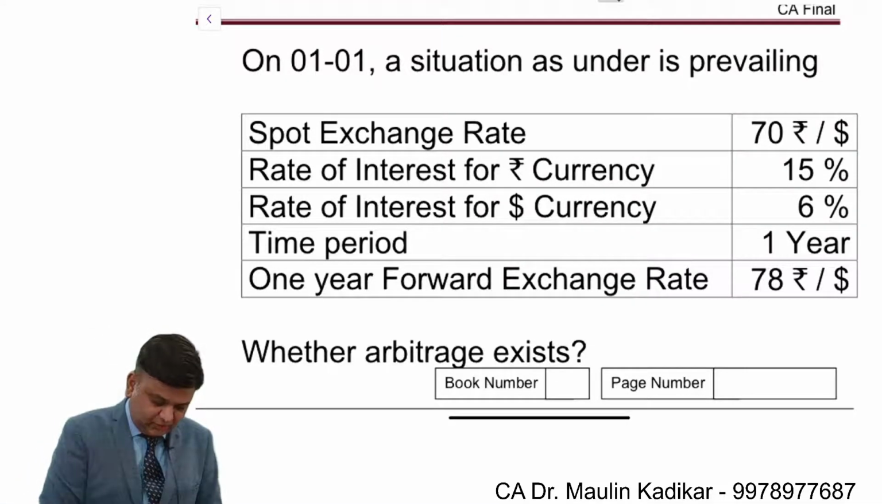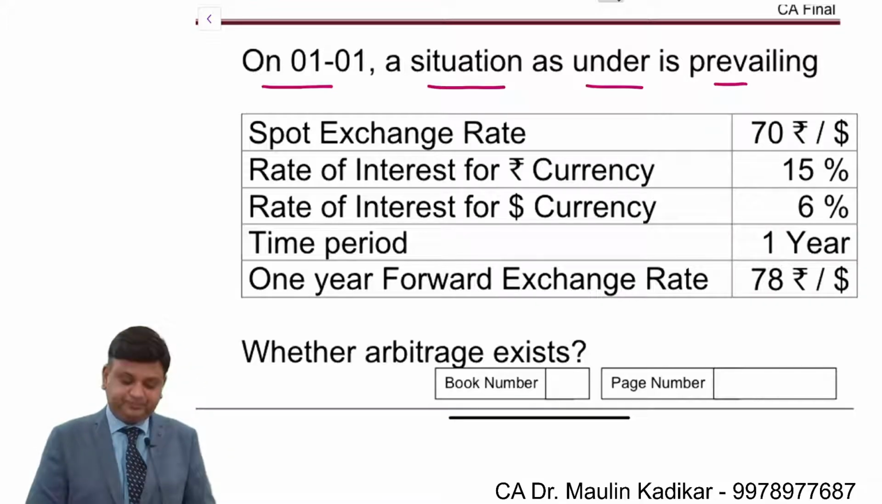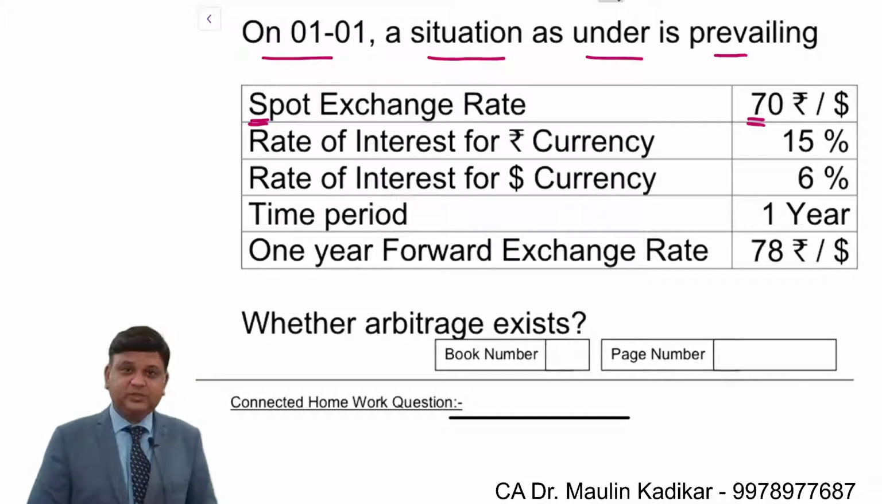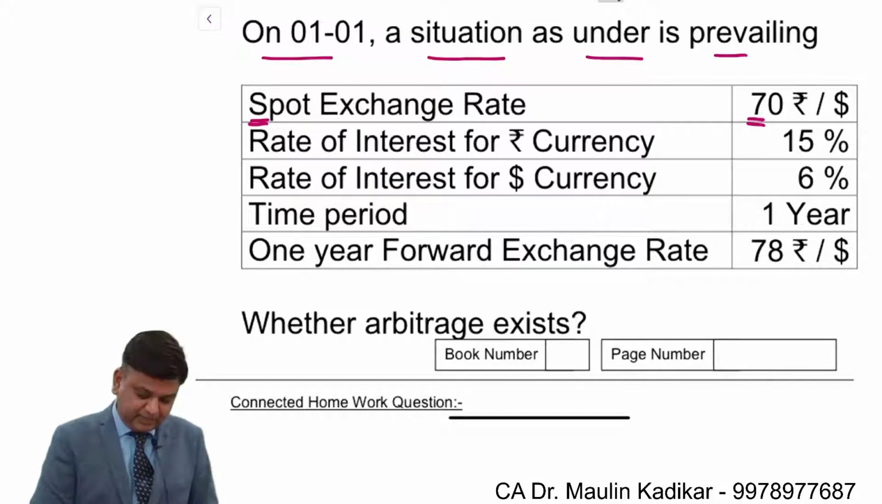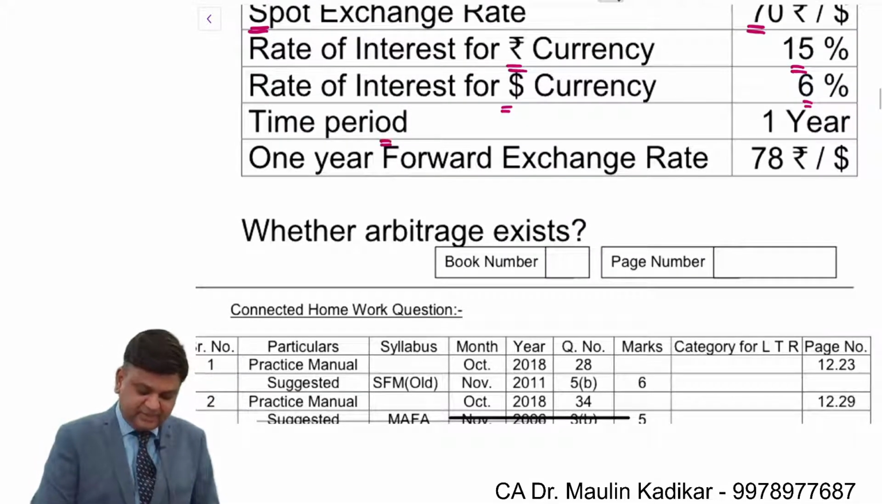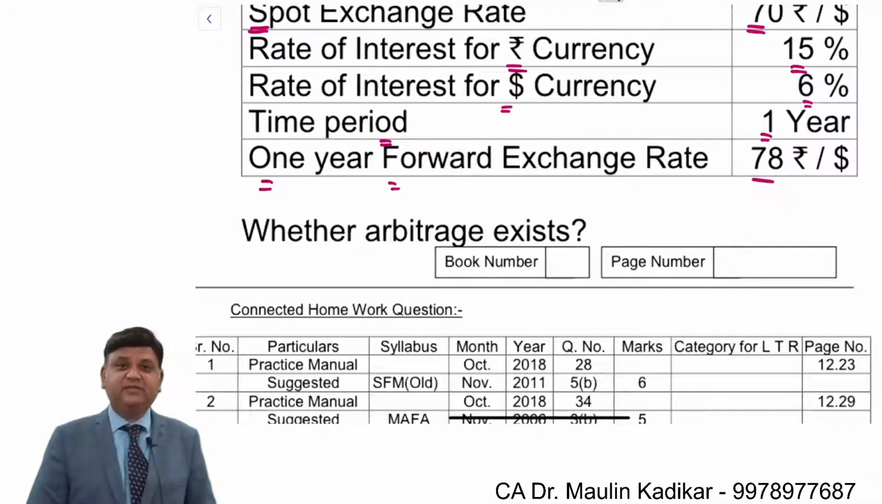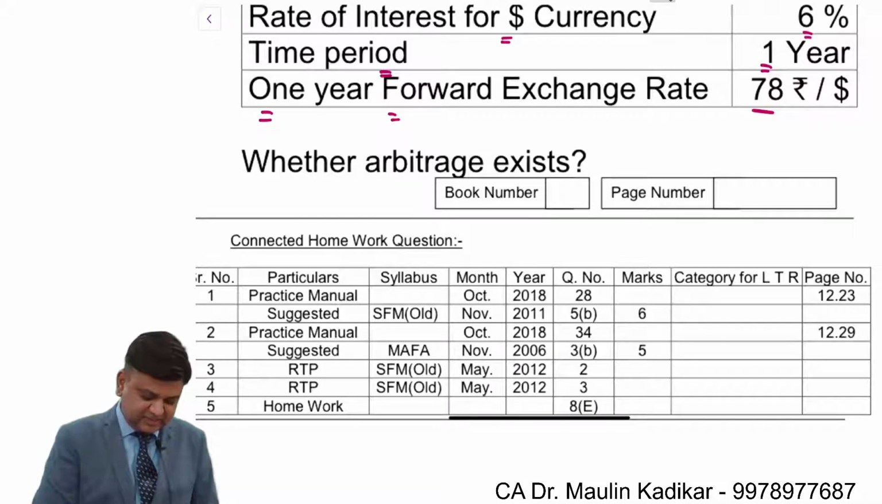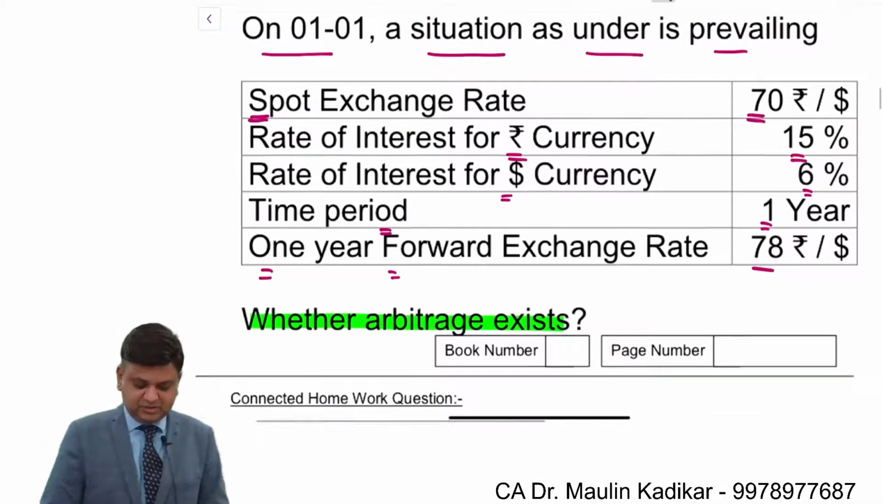Next question. On 1st of January, a situation as under is prevailing. Spot exchange rate is 70 rupees per dollar. Rate of interest for rupee currency is 15% and for dollar currency it is 6%. Time period is 1 year and 1 year forward exchange rate is 78 rupees per dollar. The question says to say whether arbitrage exists.